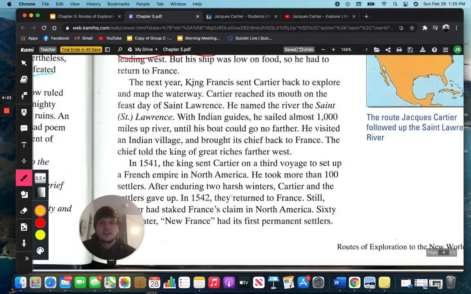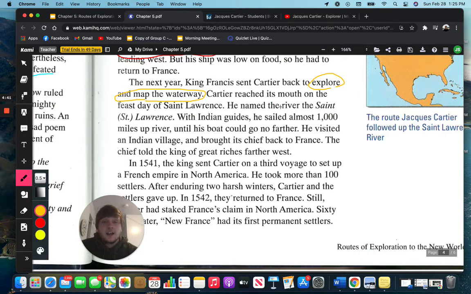Okay. So the next year, let me just get a different color here. The next year, King Francis, once again, sent Cartier back to explore and map the waterway. So this also is important to know that he wanted to explore and map the waterway here.